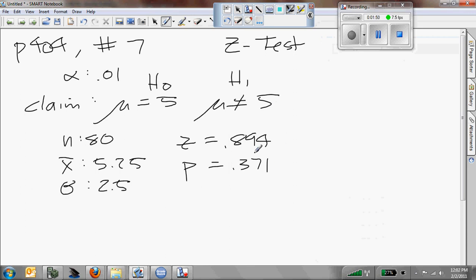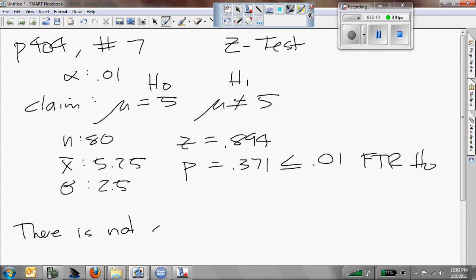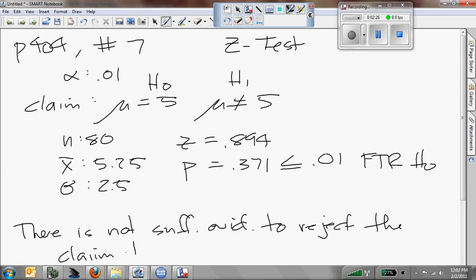So we're going to form our initial conclusion by comparing our p-value to the significance level. As you can see, the p-value is not less than the significance level, so we fail to reject the null hypothesis. Our formal conclusion: there is not sufficient evidence to, and we're going to write reject next because our original claim is the null hypothesis. Reject the claim that, just restate the claim, mu is equal to 5.